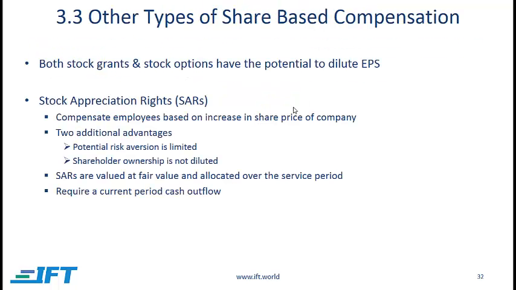As mentioned before, both stock grants and stock options have the potential to dilute earnings per share. So some companies work with stock appreciation rights, or SARs. Here, companies compensate employees based on an increase in share price. So actual shares or options are not given, but compensation is tied to the change in share price. There are two advantages of doing this. One is that potential risk aversion is limited. The second is that shareholder ownership is not diluted.